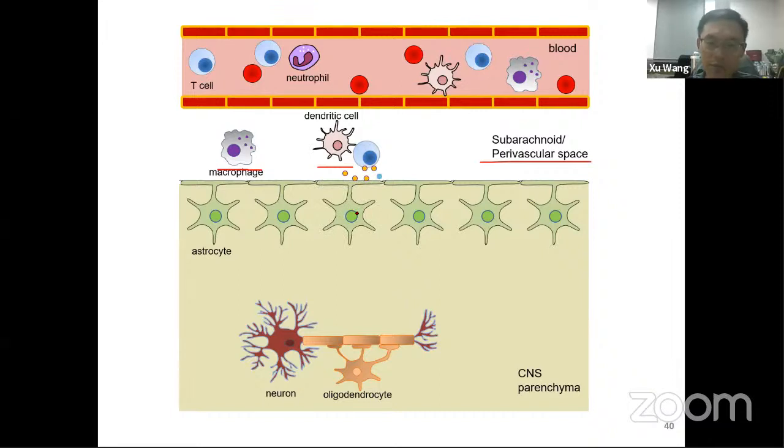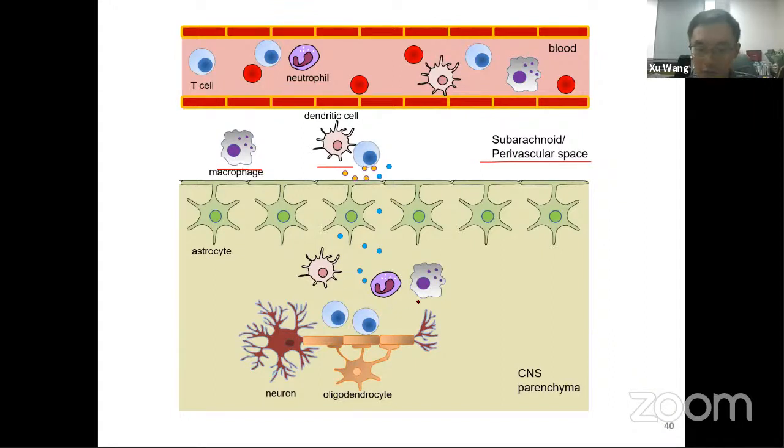Activated astrocytes produce leukocyte-recruiting chemokines, and the chemokines can recruit a large group of leukocytes to the central nervous system.